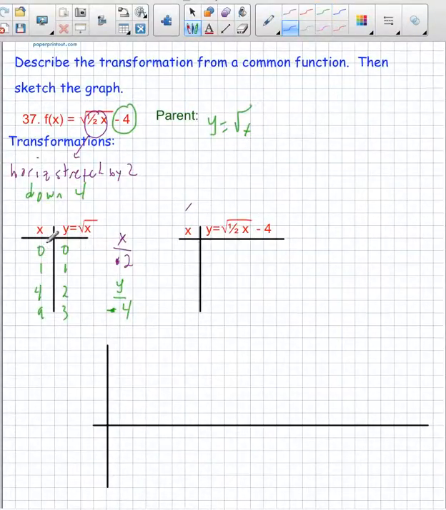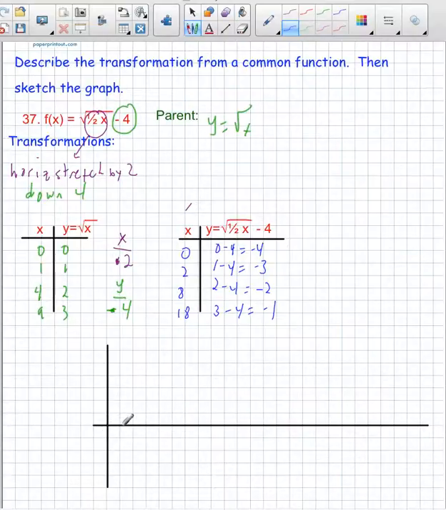So I'm going to take each of these x values, I'm going to multiply them by 2. So 0 times 2 is 0, 1 times 2 is 2, 4 times 2 is 8, 9 times 2 is 18. And then I'm going to take my y values and I'm going to subtract 4. So 0 minus 4 is negative 4, 1 minus 4 is negative 3, 2 minus 4 is negative 2, and 3 minus 4 is negative 1. These give us our new points on the transformed function.